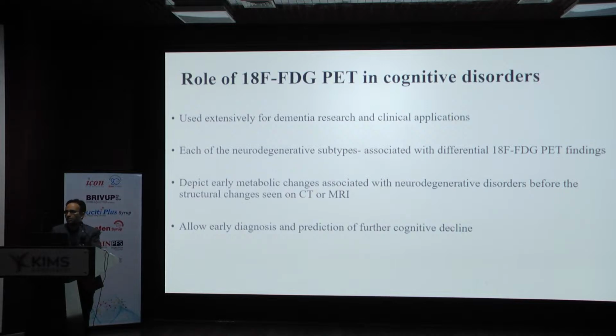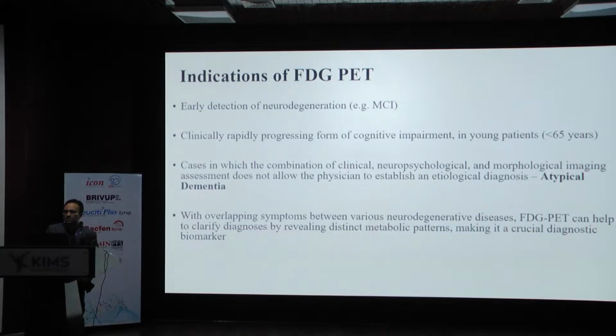Now, each degenerative dementia subtype has a unique pattern. They depict early metabolic changes with all the neurodegenerative disorders before structural changes on CT or MRI, and this allows early diagnosis and prediction of further cognitive decline. Now, indications of PET, as I mentioned: early detection of neurodegeneration, patients having rapidly progressive forms of cognitive impairment, especially young patients less than 45 years of age. Cases in which a combination of clinical, neuropsychological, and structural imaging assessment does not allow us to establish a diagnosis, like an atypical dementia. For them also FDG PET is quite useful. And with overlapping symptoms between different degenerative disorders, it can help us clarify diagnosis by revealing some distinct metabolic patterns, making it a crucial diagnostic biomarker.